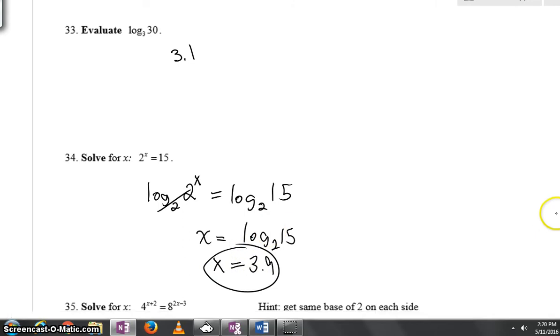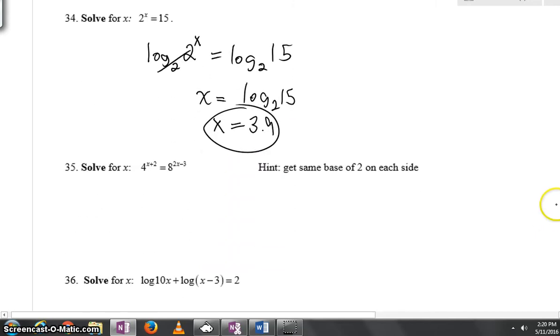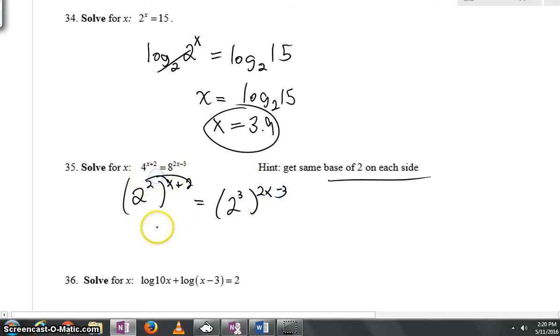Okay, let's take a look at number 35. And we have a hint here for you as well. For this hint, we're going to be able to get a base of 2 on both sides. And as we do this, look at 4. That's really 2 squared. And this is x plus 2. 8 is really 2 to the third. And powers to powers will get multiplied together. So we'll get 2x plus 4.